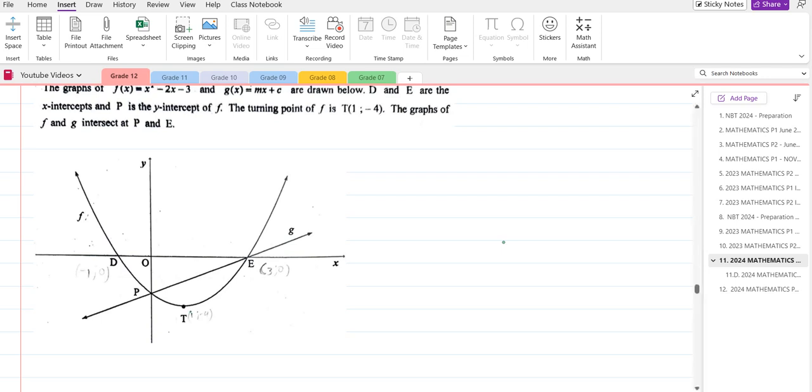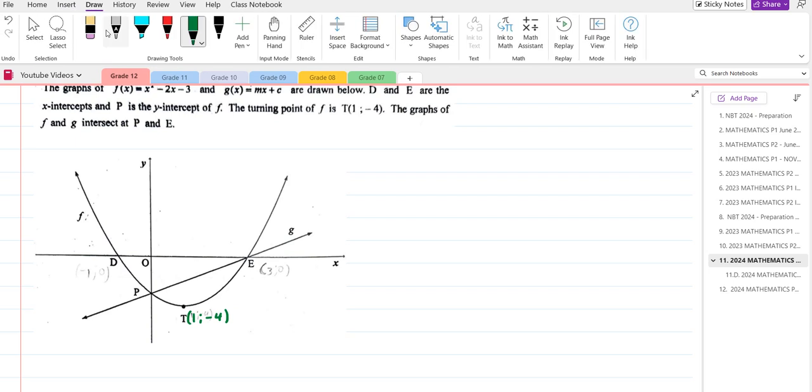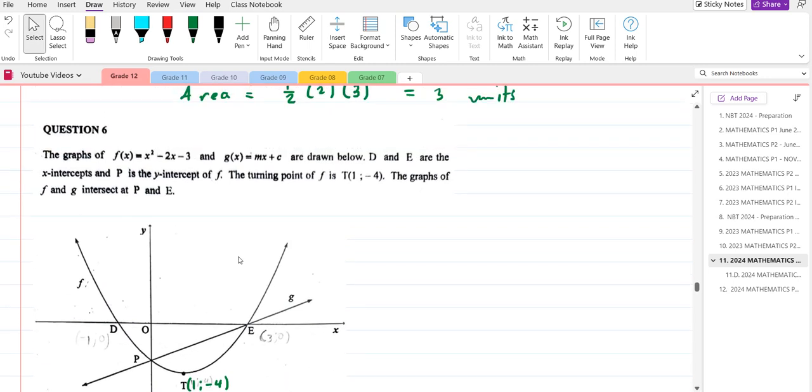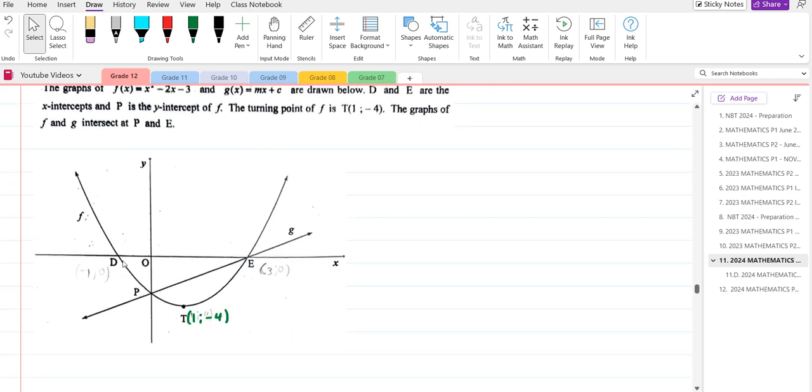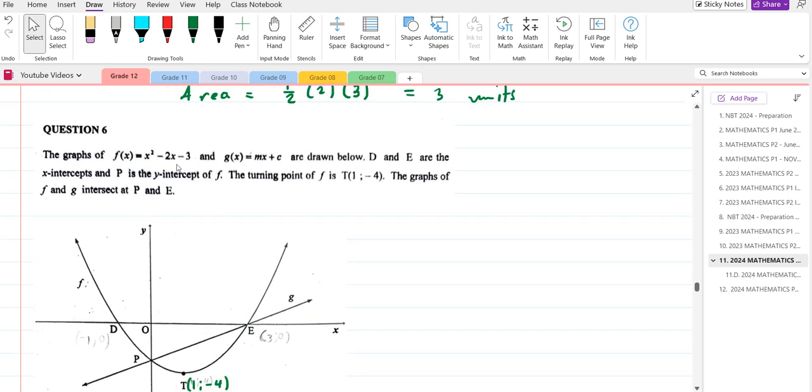And this is my student's paper. Now if the turning point is 1 and negative 4, and E is 3, 0. How did we get D and E? Remember, we can factor out f of x. Okay, let's answer the question. Maybe they're going to ask us for the coordinates.